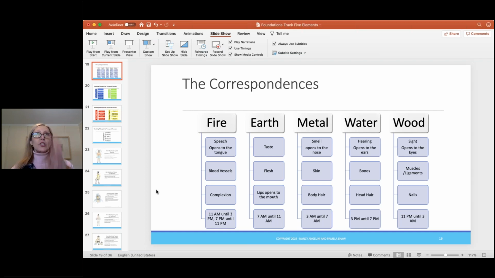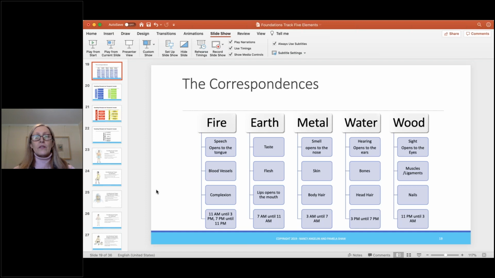So, okay, a little bit more on the correspondences, just a little more fill-in information. Fire: speech, right? Opens to the tongue, includes the blood vessels and our complexion, that thing that gives us that shining pink in our face. The time of day for fire is 11 a.m. until 3 p.m. and then 7 p.m. until 11 p.m. 7 p.m. to 11 p.m. is the triple burner. 11 a.m. until 3 p.m. is the heart and the small intestine.